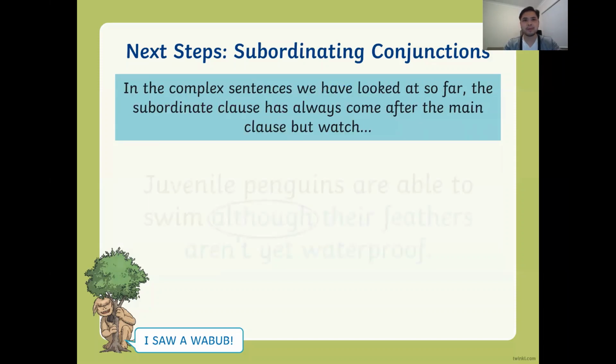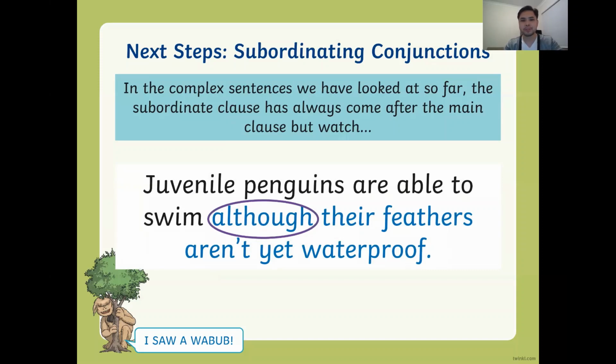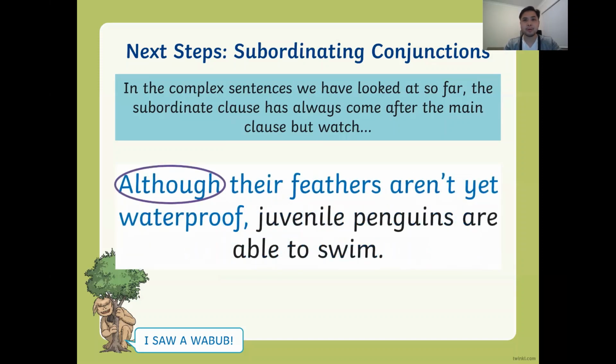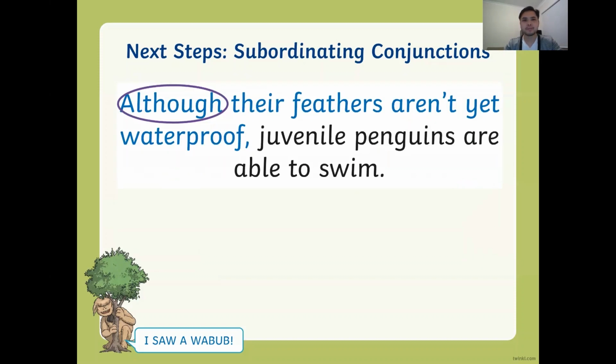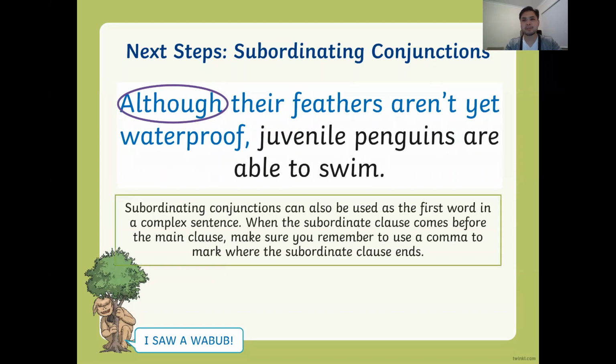In the complex sentences that we have looked at so far, the subordinate clause always comes after the main clause. But watch. This was the first example we looked at. Now you can actually start off with the subordinate clause. See? So although their feathers aren't yet waterproof, comma, juvenile penguins are able to swim. That's the same sentence. So subordinating conjunctions can also be used as the first word in a complex sentence.